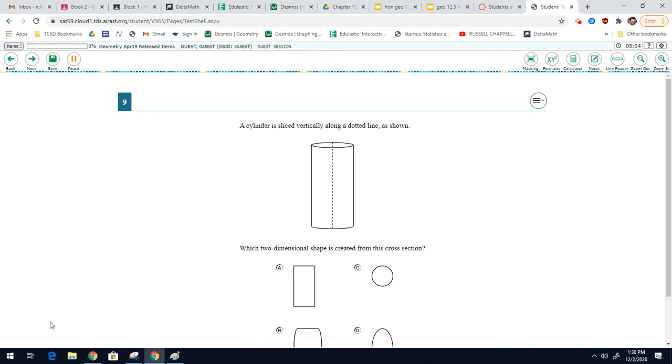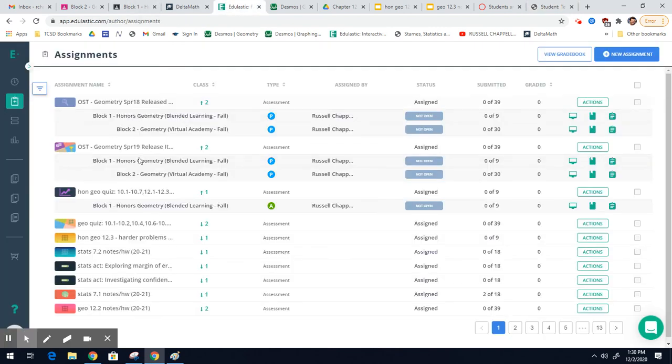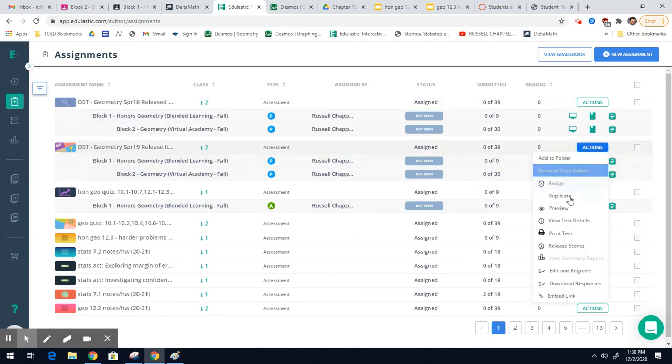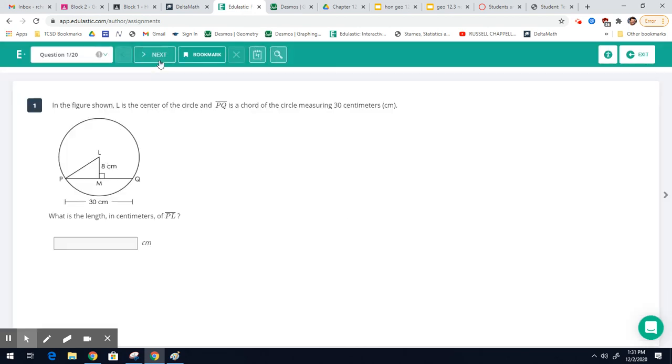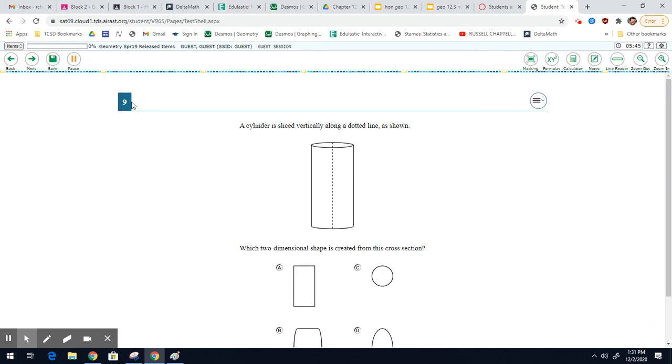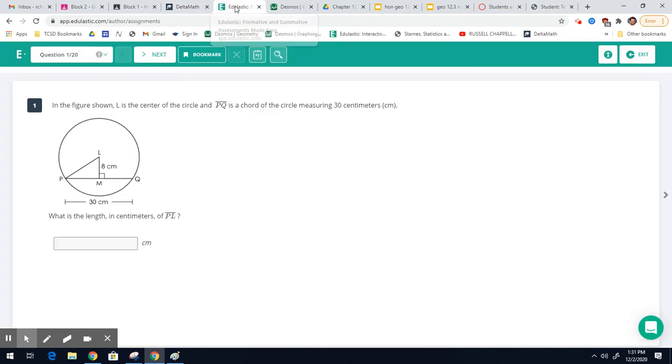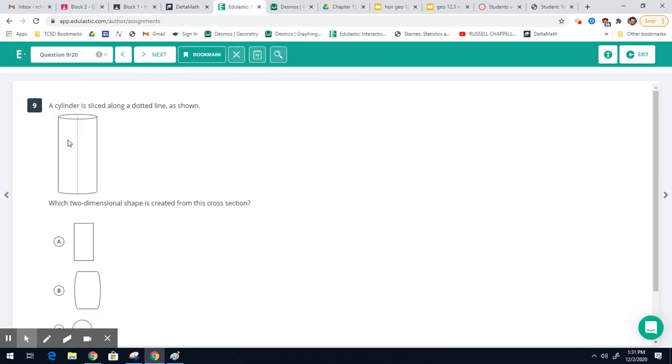And then last but not least, I want to show you part of your assignment. You will be assigned the 2019 and 2018 release tests. If you go to the 2019 test, this is in Edulastic now, sorry, you'll see that the questions correspond. Like question 9 involves the cylinder. If you go back to Edulastic and go to question 9, it should involve a cylinder if I did it right. There you go.